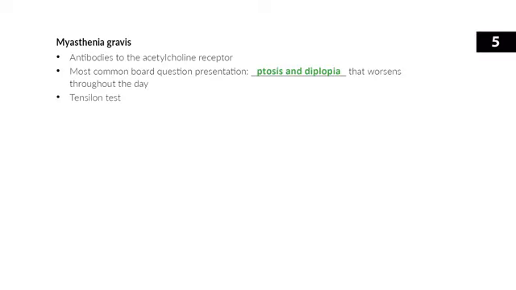Now this test can be very dramatic. If you ever get a chance to see it, it's really, really cool. I saw a patient that was almost completely paralyzed who was given edrophonium, and in a matter of seconds she was moving and talking and was so thankful. It's one of those kinds of treatments that looks like a miracle.